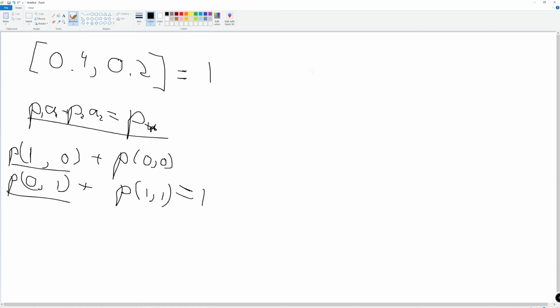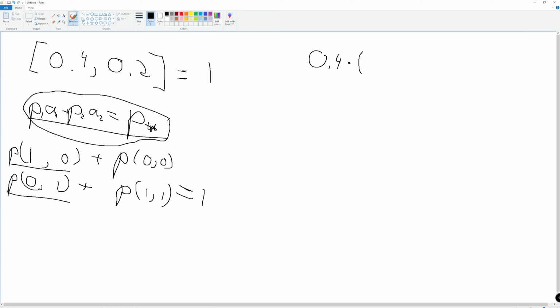So for this 1, 0, we'd have to roll a 1, which would be 0.4, right? And then for the second one, we'd have to flip a 0. What's the chance of getting a 0? The chance of getting a 0 is 1 minus this, because you either get a 1 or a 0. So the chance of getting a 1 is 0.2, then the chance of getting a 0 is 0.8. So the probability of every single event happening together is the total probability.